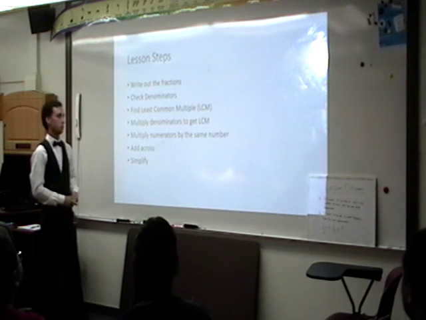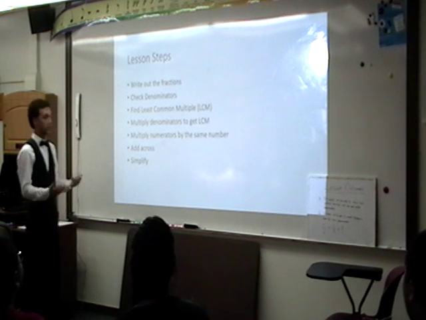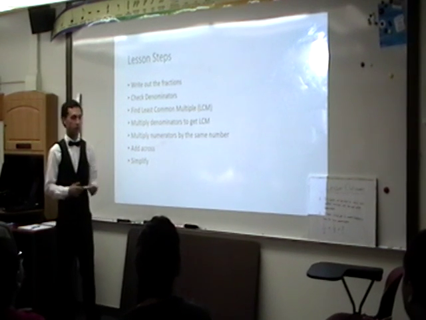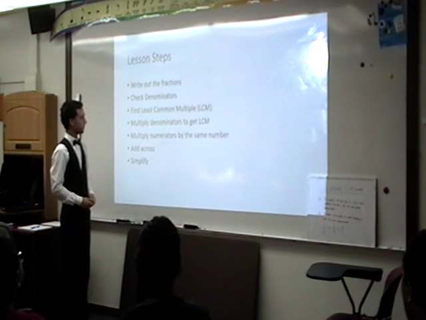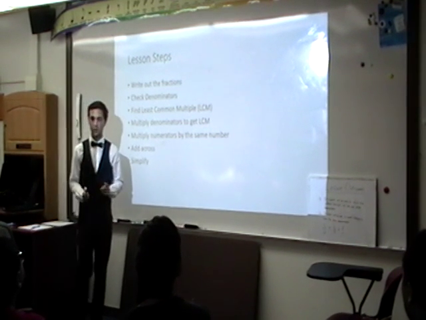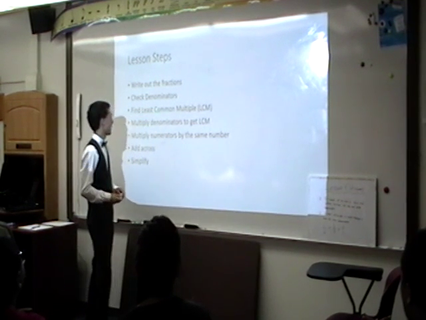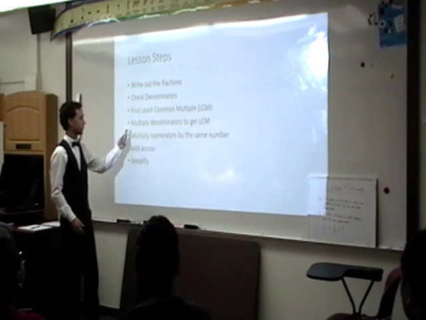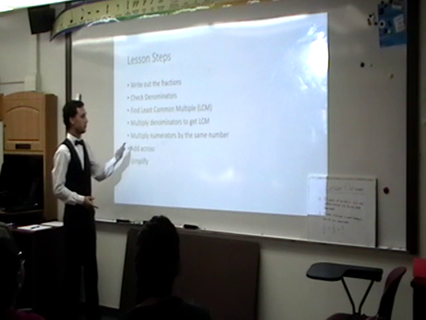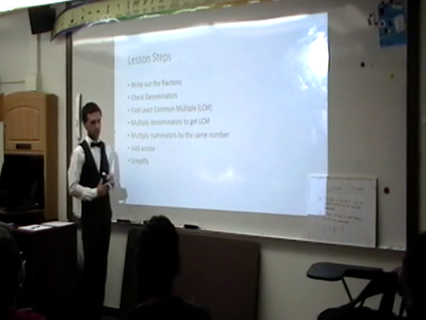So first off, when you're given fractions like 1/2 and 1/3, you write out the fractions and then you check denominators. If they have the same denominator, you don't need to change anything and you can just add or subtract across in the numerator. If they do not have the same denominator, you find the least common multiple, and that is the lowest number that both of those numbers go into evenly. We'll get to that in a sec. After that, you multiply the denominators to get the least common multiple, and then you multiply the numerators by the same number. And then you add across or subtract across, and if needed, simplify.